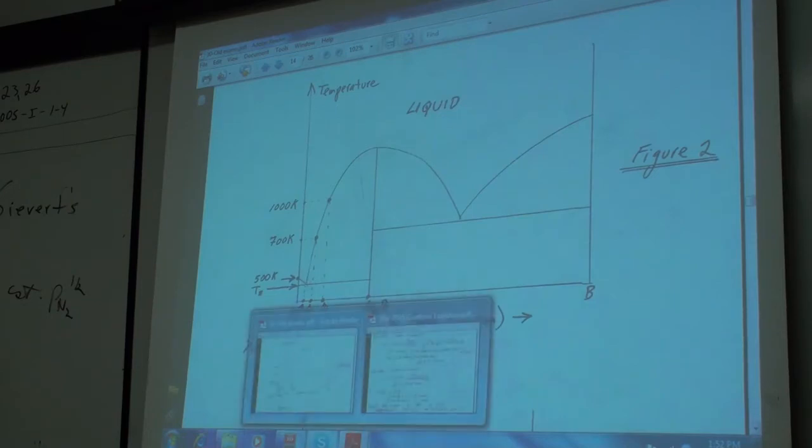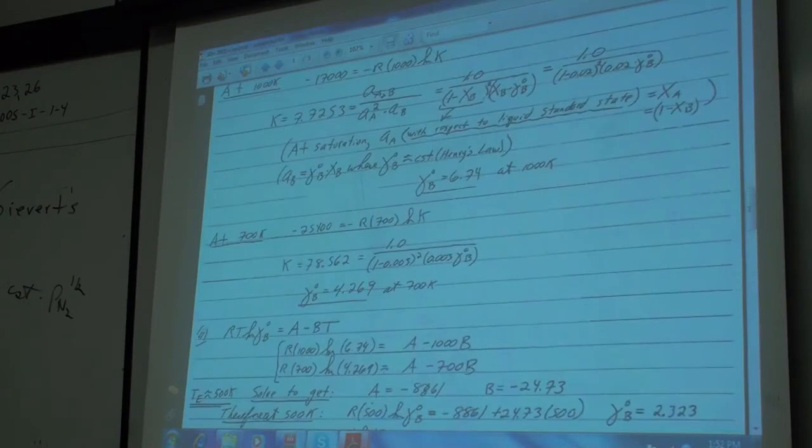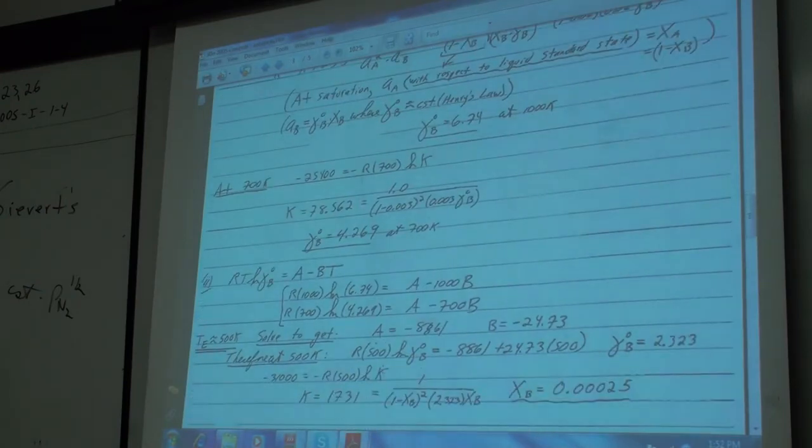Okay, the way to do that is, as I say, you've got to do it thermodynamically, log K, log solubility versus 1 over T. Which is simply the same thing then as saying RT log gamma Henry B. Satisfy yourself that I'm saying the same thing. RT log gamma B is A minus BT. So I can calculate RT log gamma B at 1,000 degrees and at 700 degrees as given. So I can solve to get the linear expression here.